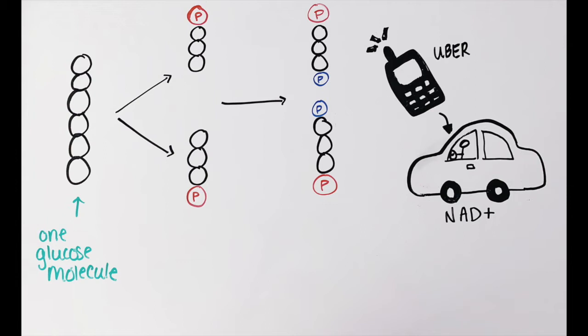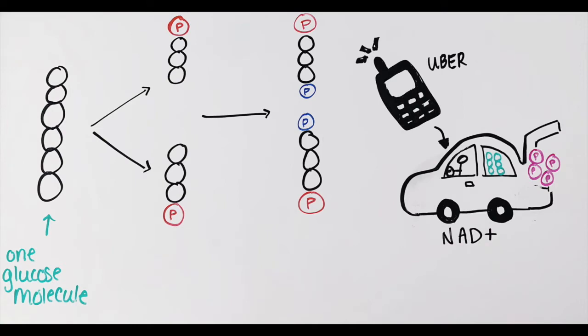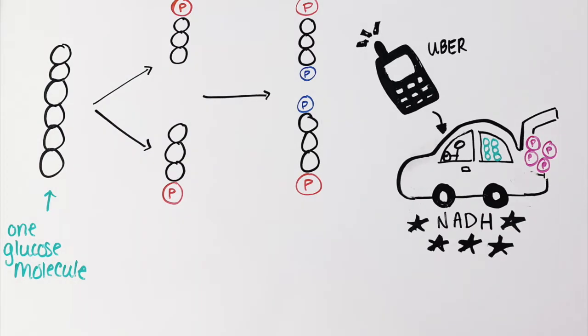Let's reference empty Ubers as NAD+. Once the family puts their luggage in both cars, the cars are full. The Uber becomes NADH, which is a full car. Just remember, NAD+ means the car is empty, and NADH means the car is full.